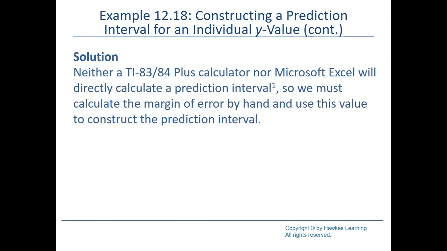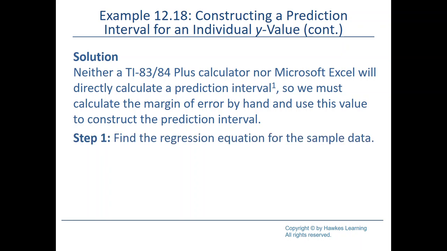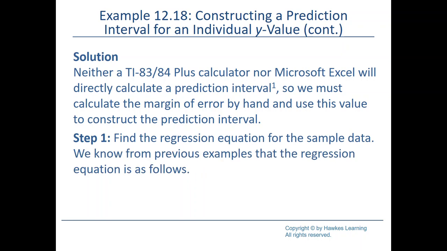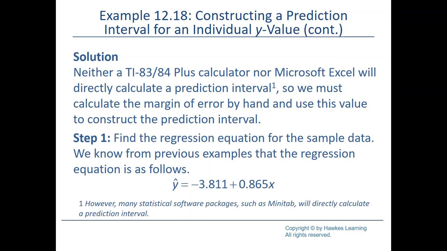First thing you're going to have to do, we can use the calculator to help us work a little bit, but it's not going to directly give me exactly what it is. So step one, find your regression equation. We've known this from previous examples, so I'm just going to pull this out. We've done this already. I do want to make a small note. There are many stat software packages out there. Minitab is probably the only one that I know that will directly calculate a prediction interval, so just be aware of that.